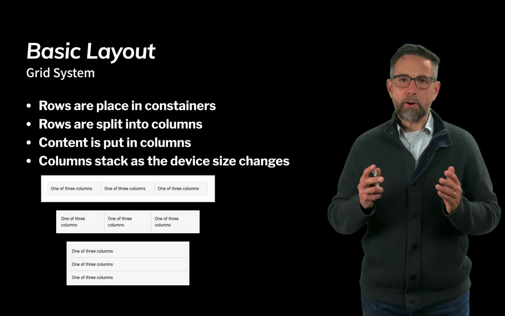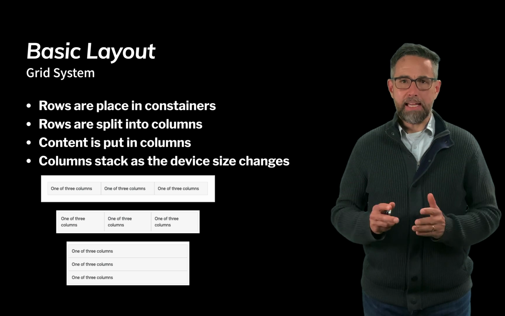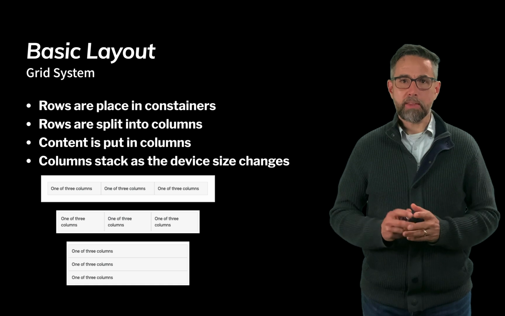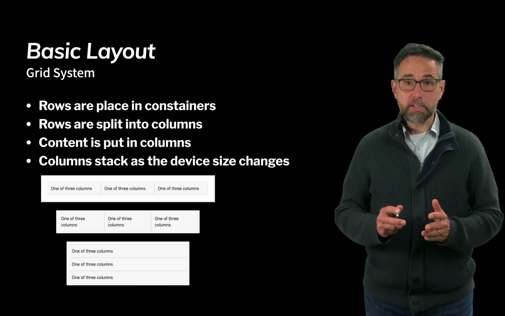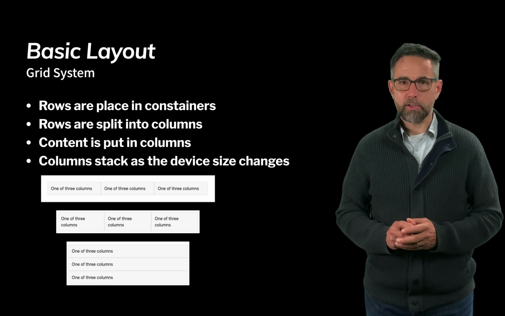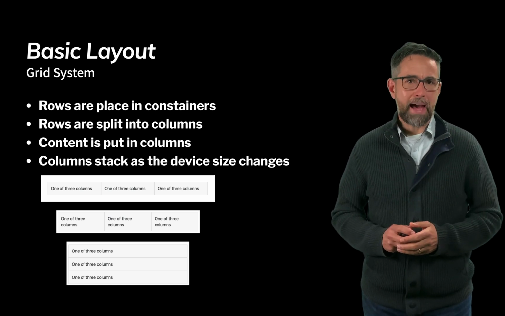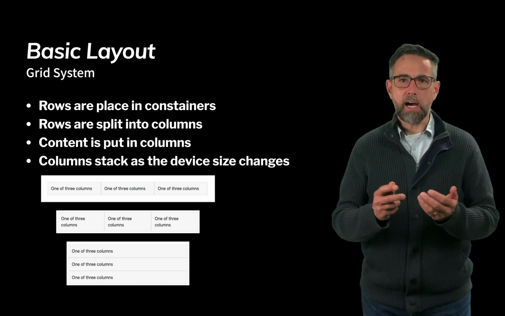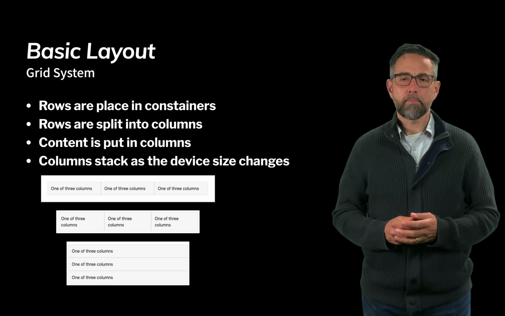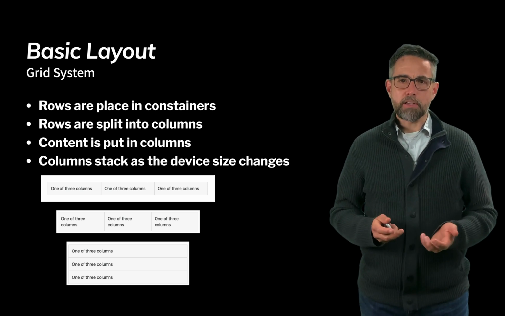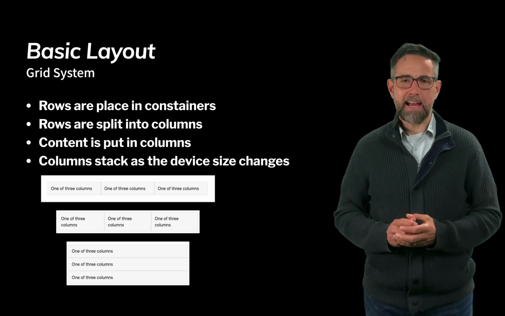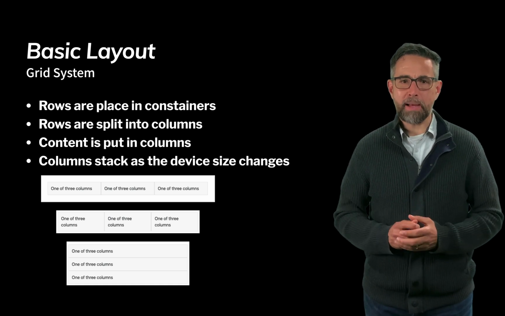When we have our outer container, the next level in our grid design is called a row. Rows are placed within containers. Rows then are split into columns. And finally, content is put into those columns. Think about it a little bit like a magazine design. You can think about how all the content in a magazine is in columns, and often the columns are in rows as well. The main thing that we get from a responsive design like this is that our columns will stack as the device size changes, according to the way that we specify.